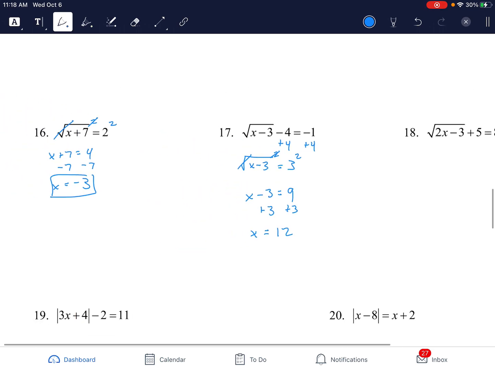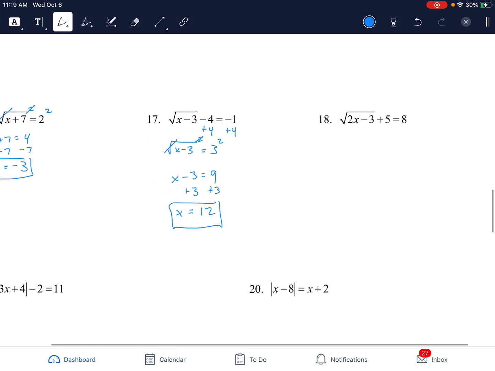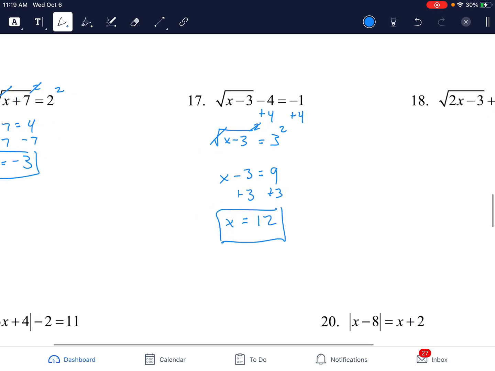Now notice I did not test these out to make sure they worked. That is because there is no x on the outside of the equation, so I should be fine. Okay, if you want to check them out, we can real quick.